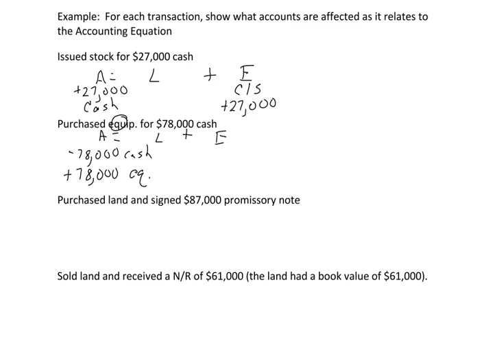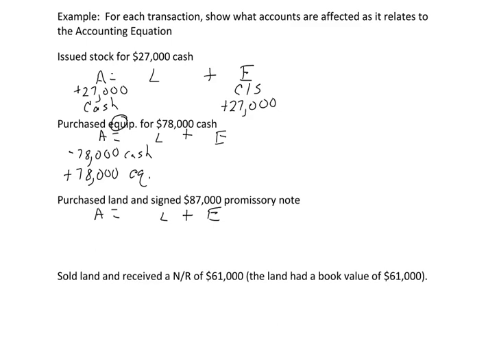The next one, we purchased land and signed an $87,000 promissory note. Assets equals liabilities plus equity. A promissory note, we'll just call that a note payable. That just means you as the purchaser are signing a note saying you agree to pay back the amount. There's probably some interest involved and things like that. We'll get into notes payable later on when we get to the liability section of our lessons.